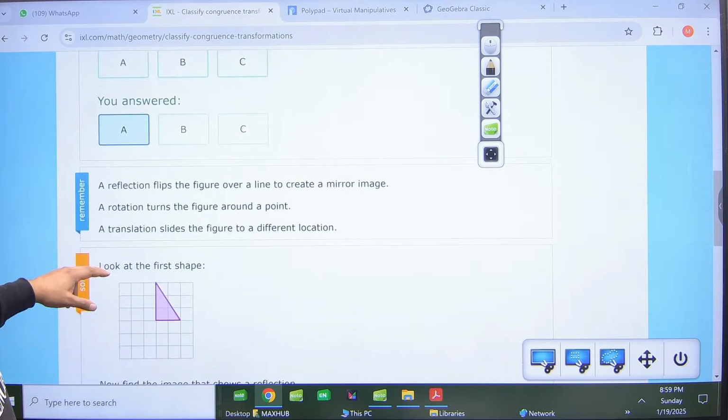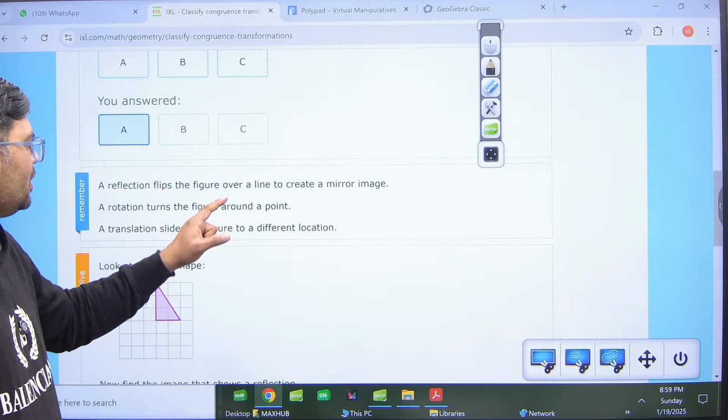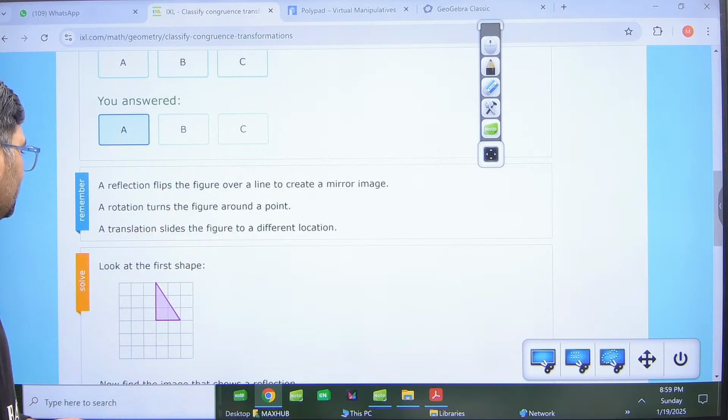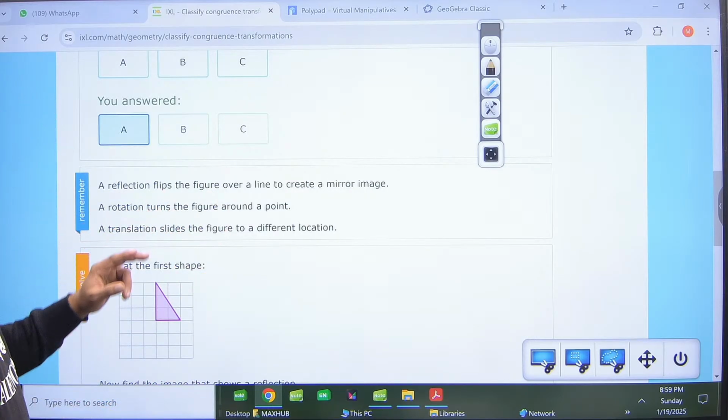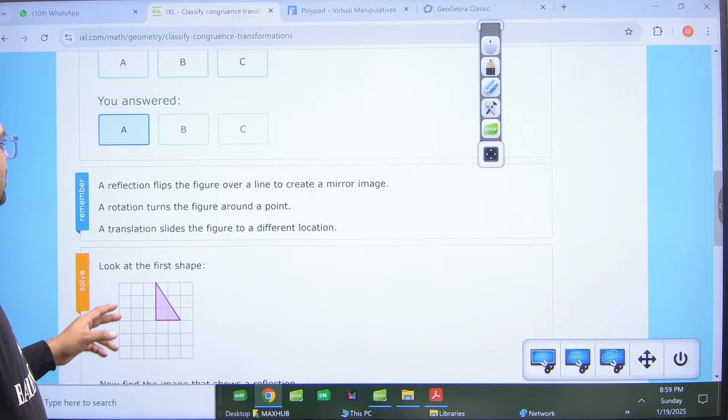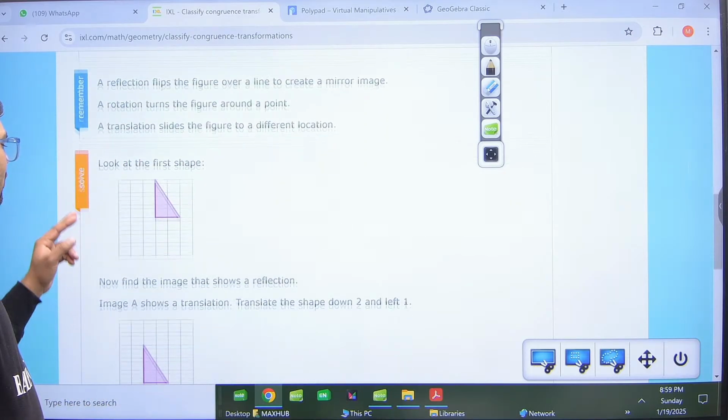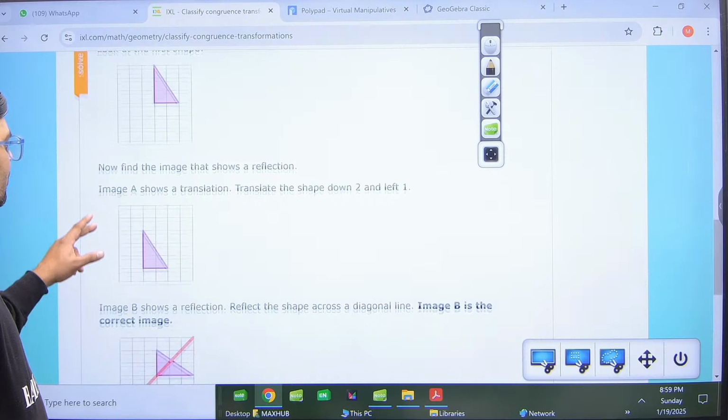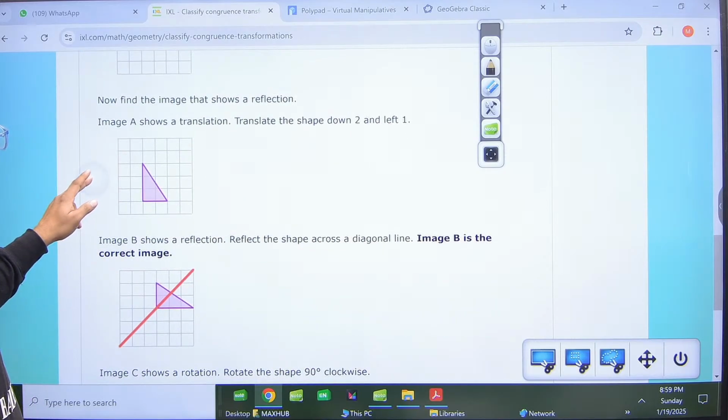Okay, so they are saying that the reflection flips the figure over the line to create the mirror image. A rotation turns the figure around the point. Translation slides the figure to a different location. Now find the image that shows the reflection.